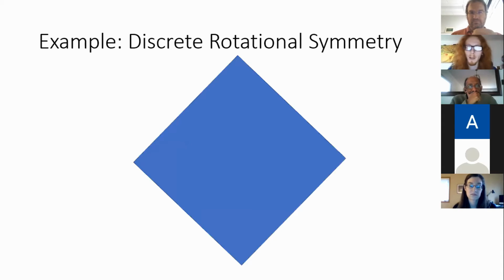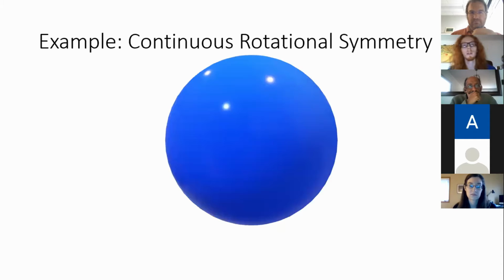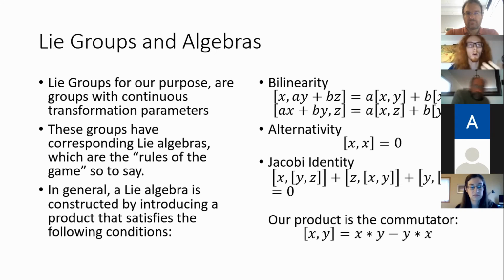We'll be focusing on continuous symmetry, which would be like the rotational symmetry of a sphere. Now, this shape is left invariant under continuous angle transformations. And so that would be an example of a continuous symmetry. And these kinds of transformations belong to continuous groups, which we can call Lie groups. For our purpose, they're simply groups with continuous transformation parameters.